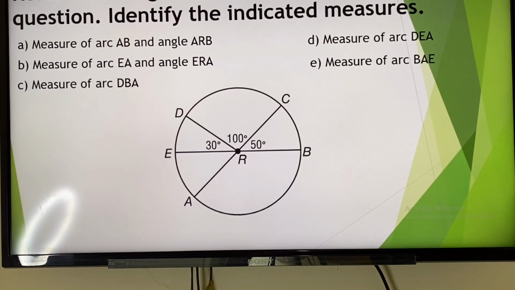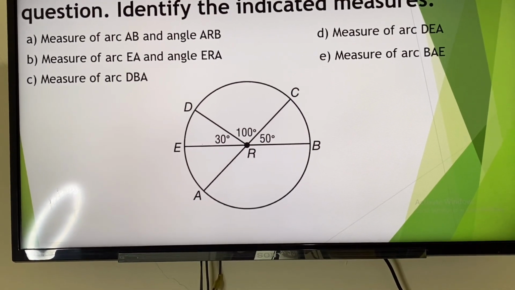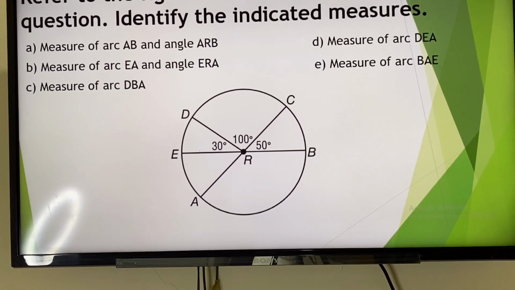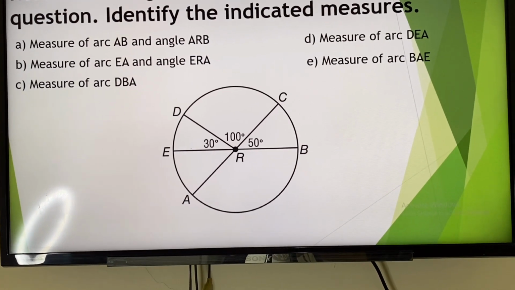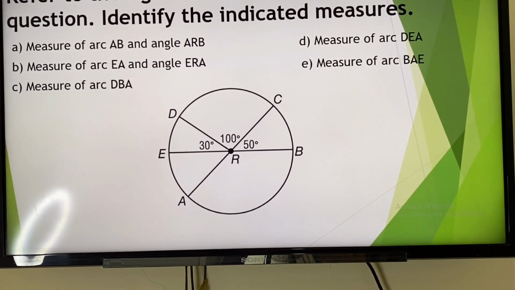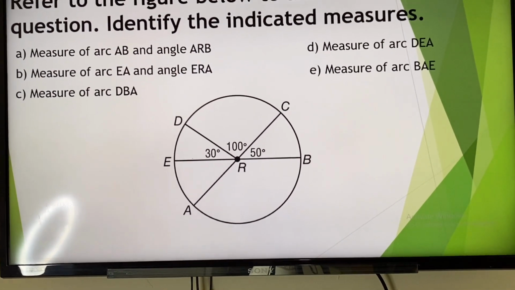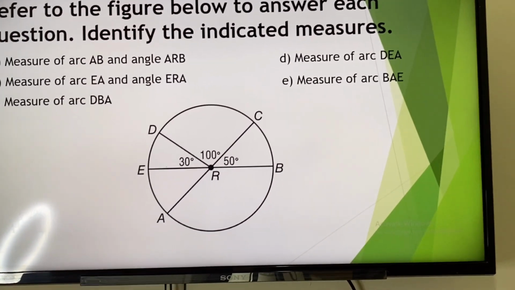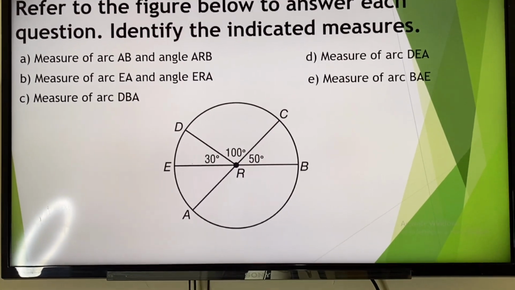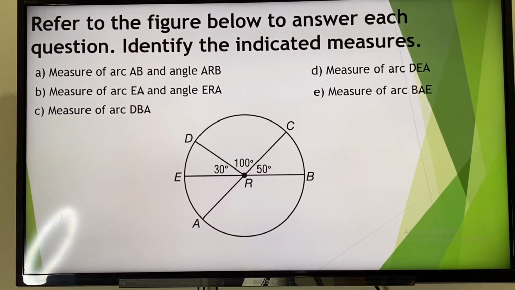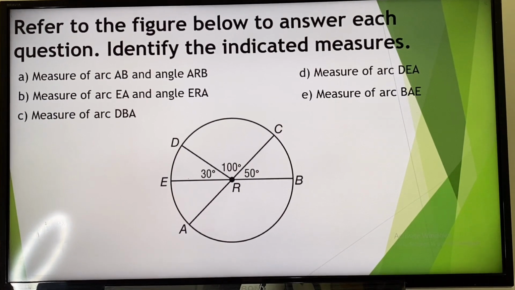How about letter B? Measure of arc EA and angle ERA. Okay, so the answer is 5, 4, 3, 2, 1. So the correct answer is 50 degrees.